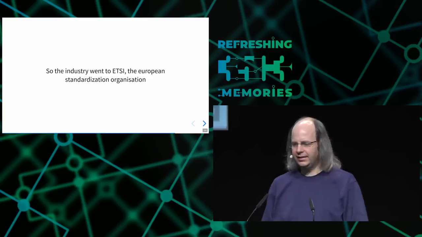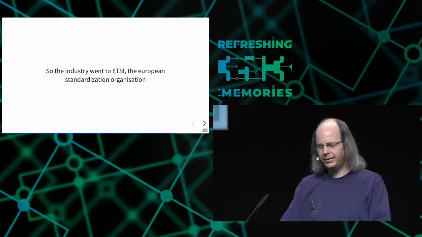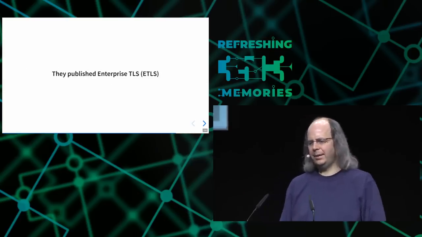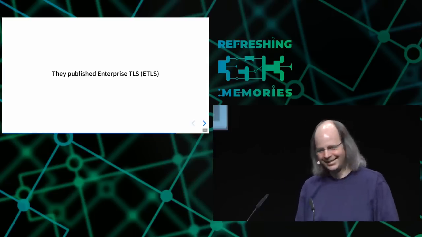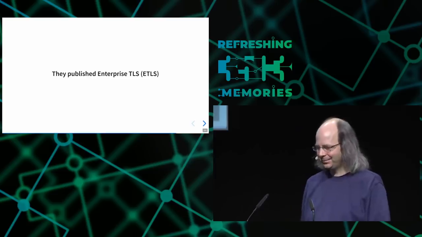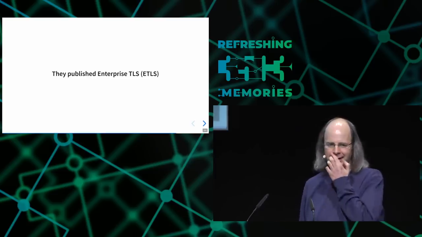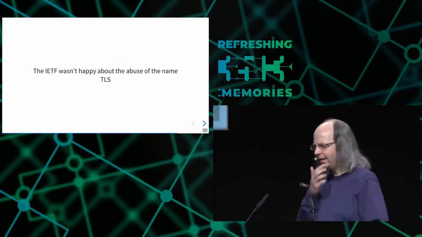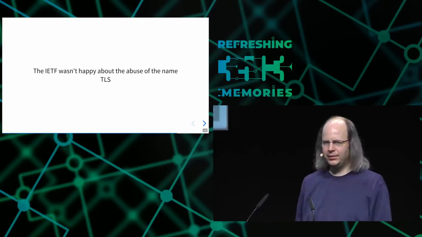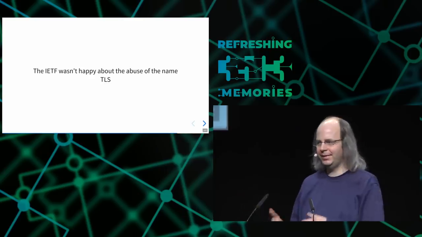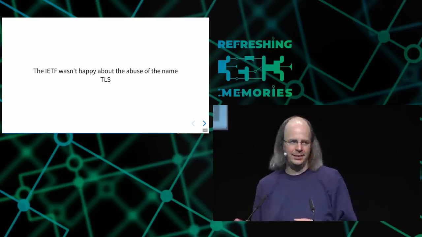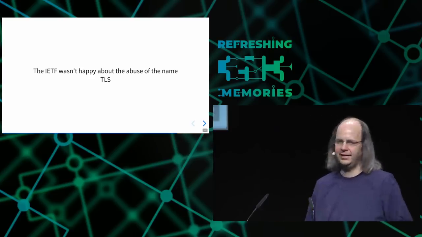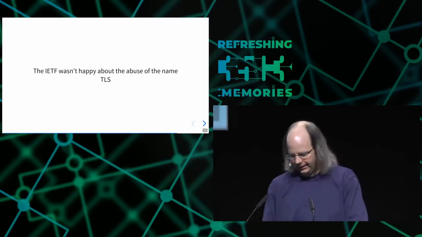The industry eventually went to ETSI, which is the European Technology Standardization Organization, and they recently published something called Enterprise TLS, which modifies TLS 1.3 in a way that it would allow these decryptions. The IETF protested against that, primarily because they used the name TLS, because it sounds like this is some addition to TLS. Apparently ETSI had previously promised them that they would not use the name TLS, and then they named it Enterprise TLS. Okay, but yeah.